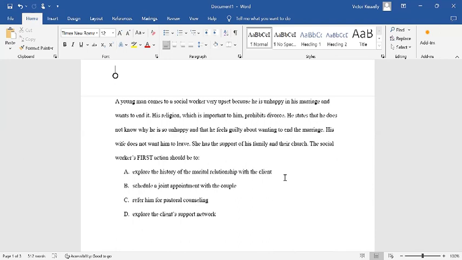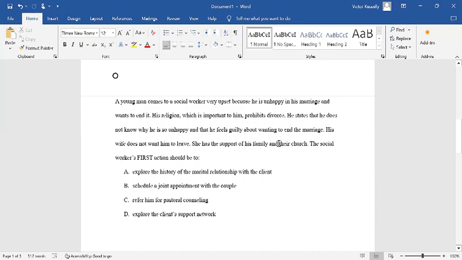So we have a young man who comes to a social worker very upset because he's unhappy in his marriage and wants to end it. His religion, which is important to him, prohibits divorce. He states that he does not know why he is so unhappy, and that he feels guilty about wanting to end the marriage. His wife does not want him to leave. She has the support of his family and the church.